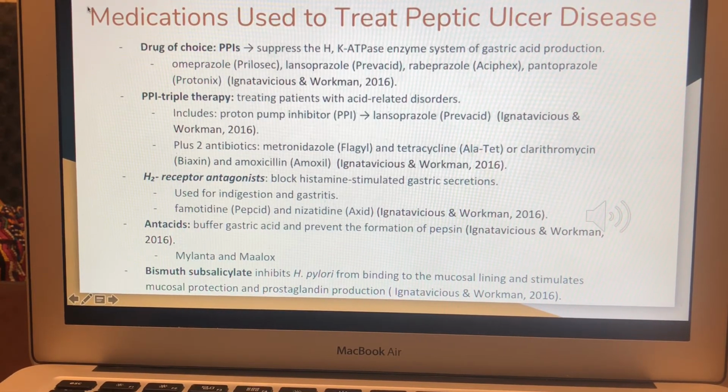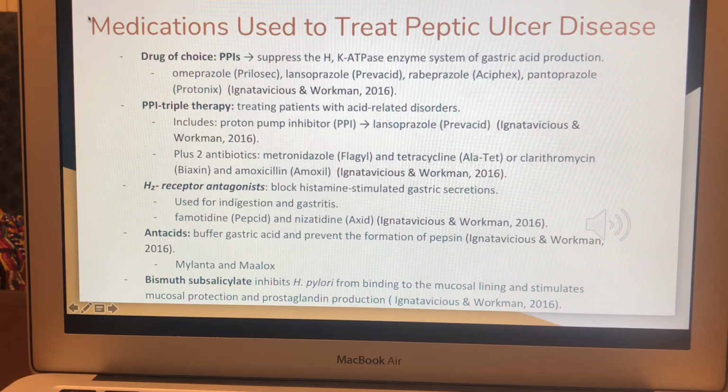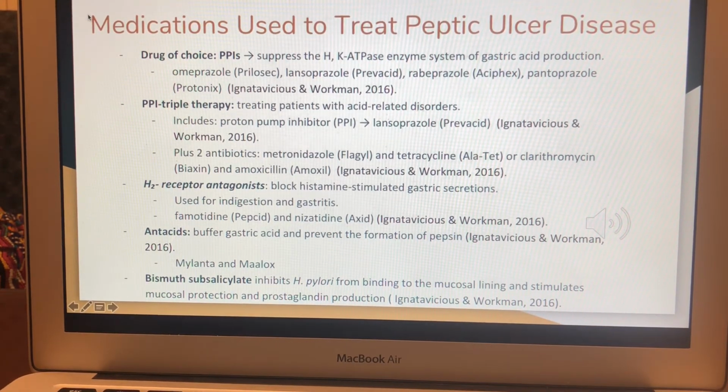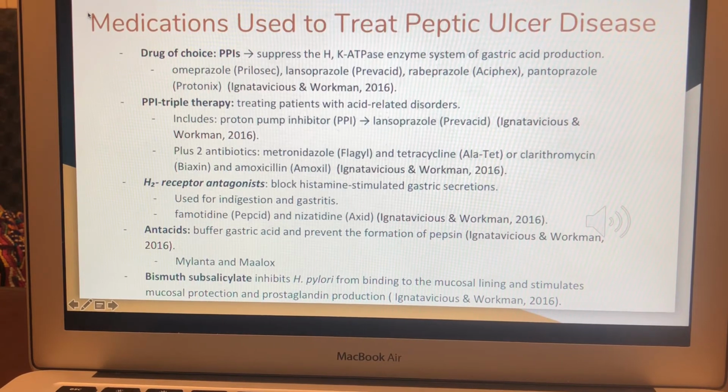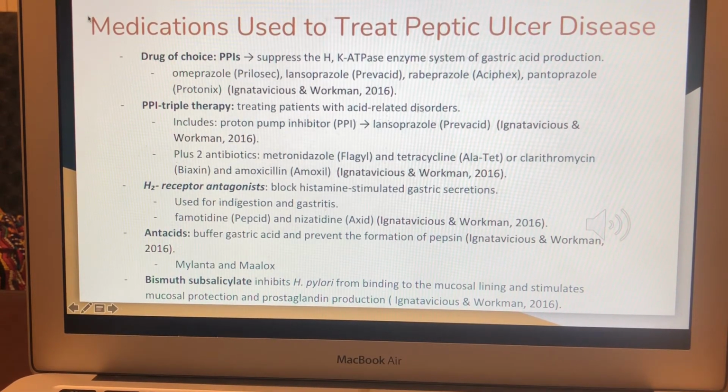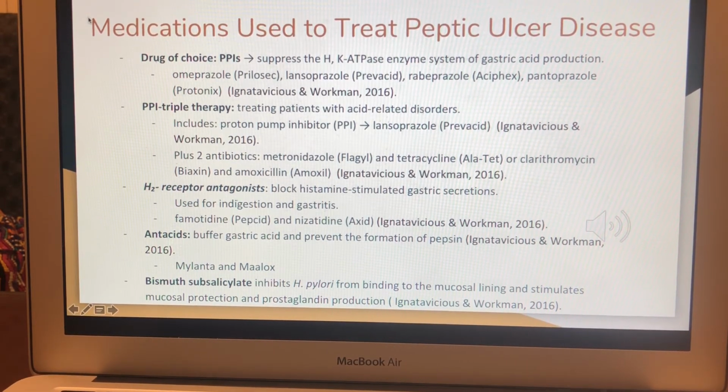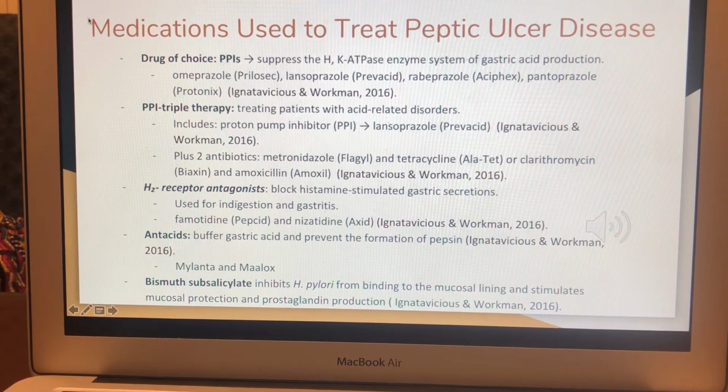H2 receptor antagonists block the action of H2 receptors of the parietal cells, thus inhibiting gastric acid secretion. Pepcid and Axid are 2 of the most common drugs available.